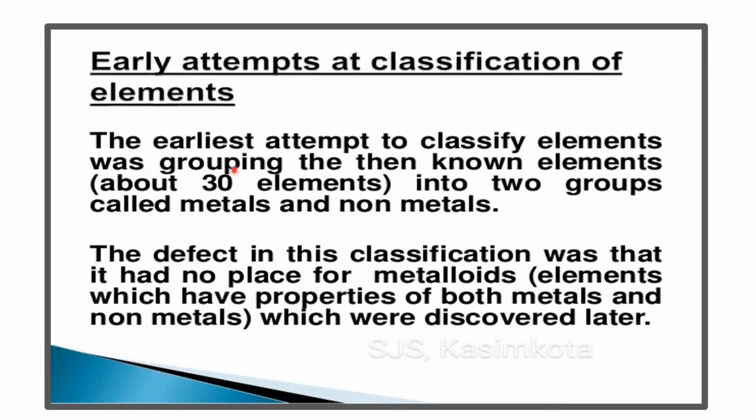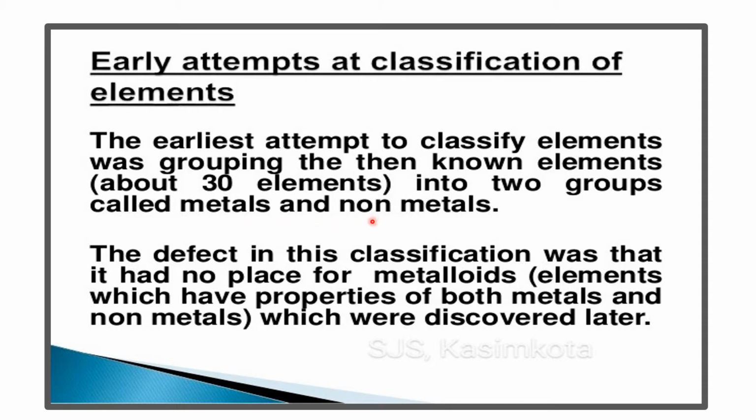The earliest attempt to classify elements was grouping the then known elements into two groups called metals and non-metals. The elements which were known then were only 30 elements. So Lavoisier classified these 30 elements into two groups as metals and non-metals.